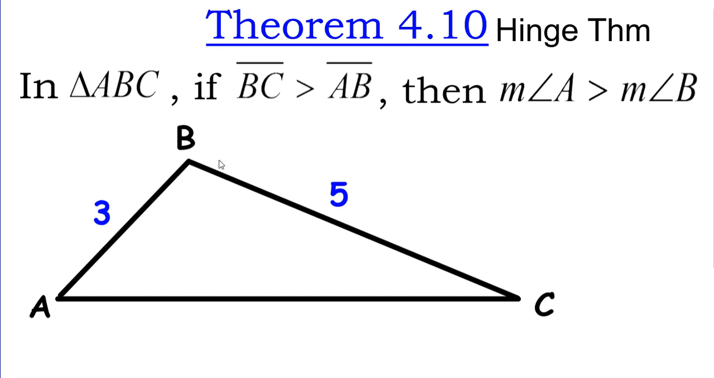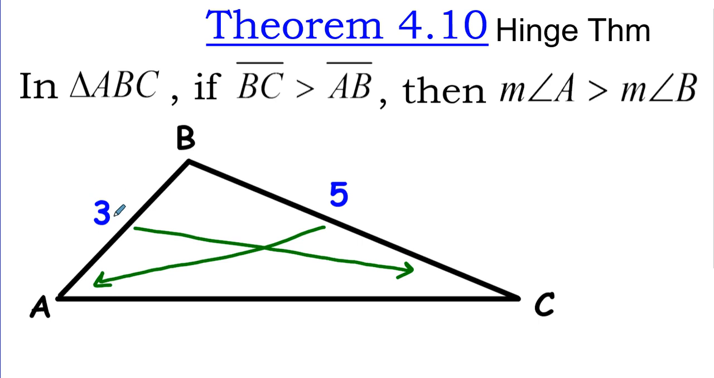So side BC here is 5 units long, and side BA is 3 units long. So angle A is across from side BC. So angle A must be bigger than angle C, since 5 is bigger than 3. So angle A is bigger than angle B.